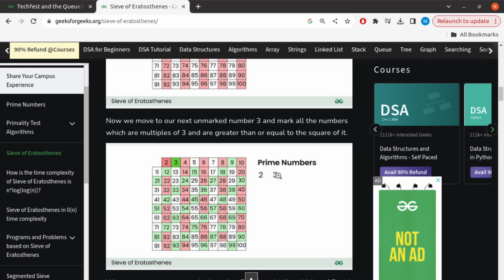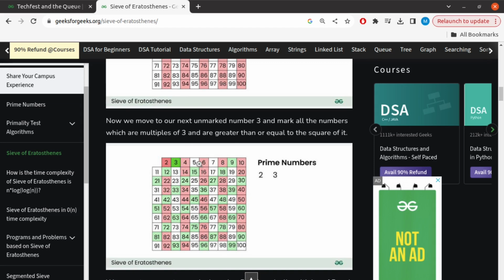Now the prime numbers are 2 and 3, and we have colored all the multiples of 3 with blue color. Now we increase our iterating counter to 4. Since 4 is a colored item, we are not supposed to do anything here. We just increase our iterating counter. So whenever we see that we are visiting a colored item, we are not supposed to do anything. We will just go ahead and increase our iterating counter.